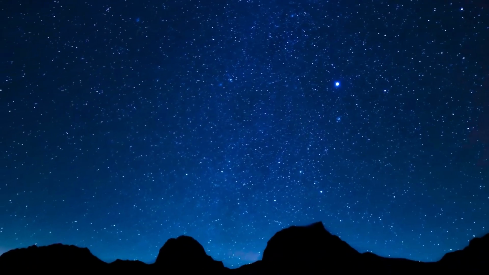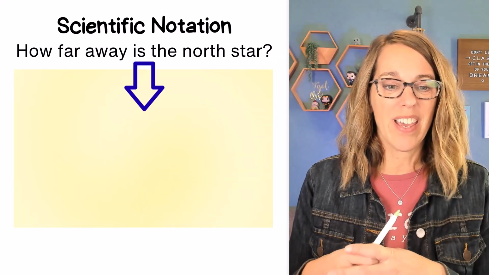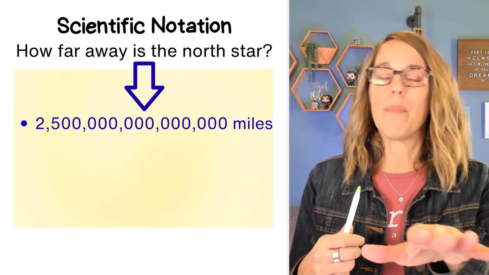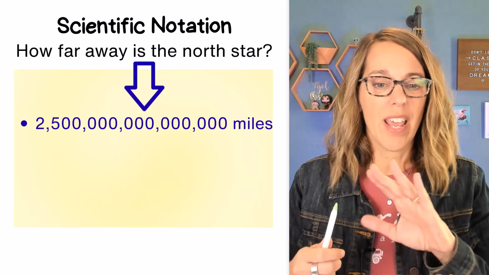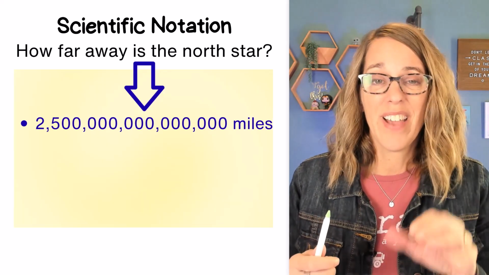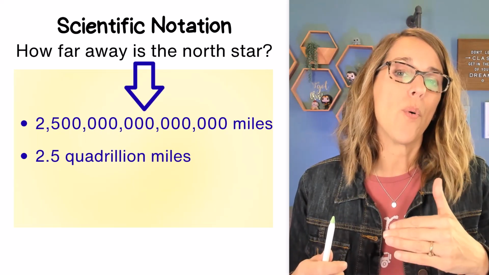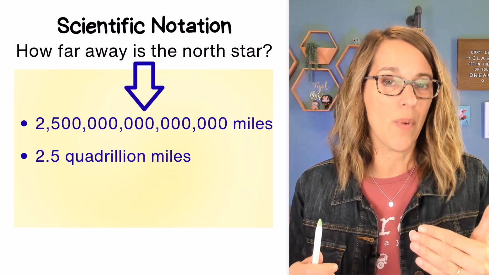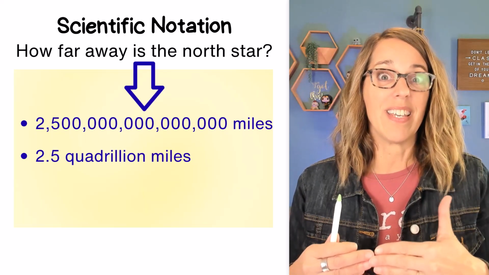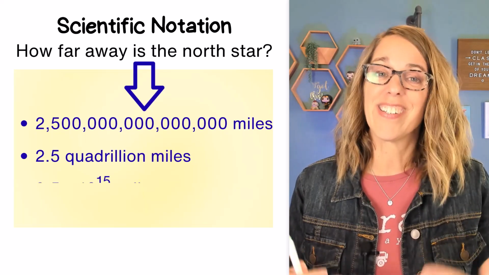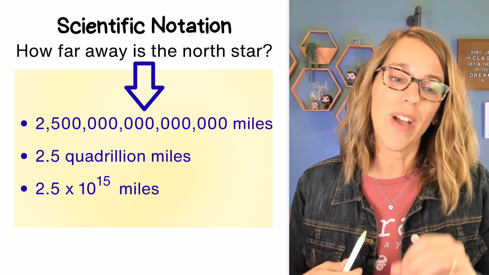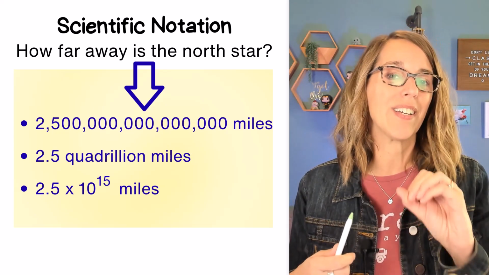How far away is the North Star? This is actually a great question that is most easily answered with scientific notation. So I had to look it up, and it is this number of miles away, which is a huge, huge number. What makes it a little bit easier to understand is this: 2.5 quadrillion miles away. What makes it maybe the easiest to understand is the scientific notation form. It is 2.5 times 10 to the 15th miles away.